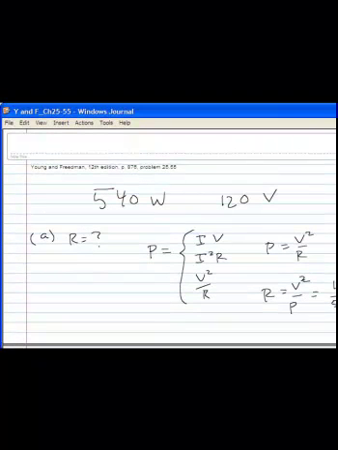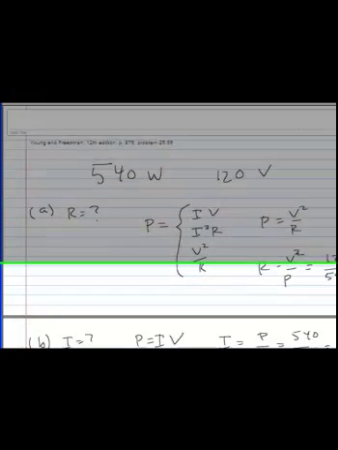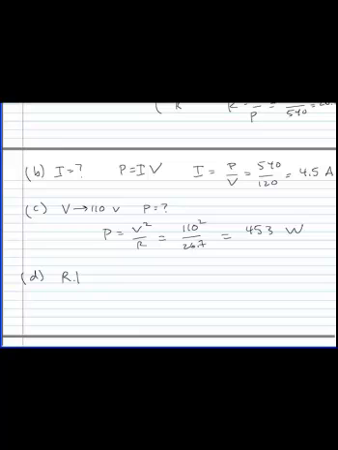In part D, they're saying that we didn't take into account everything in part C. We assume that when the voltage dropped to 110, the resistance stayed the same, and we calculated the power. But in actuality, when the voltage drops, the resistor cools off a little bit, and so the resistance will change a little bit, and they want to know what happens. So if R actually drops a little bit as the temperature drops, then what happens to the power? So let's take a look.